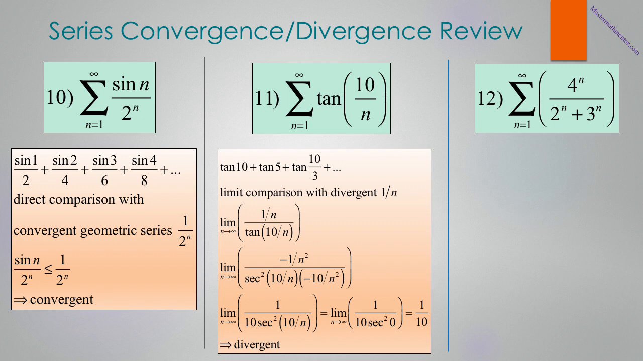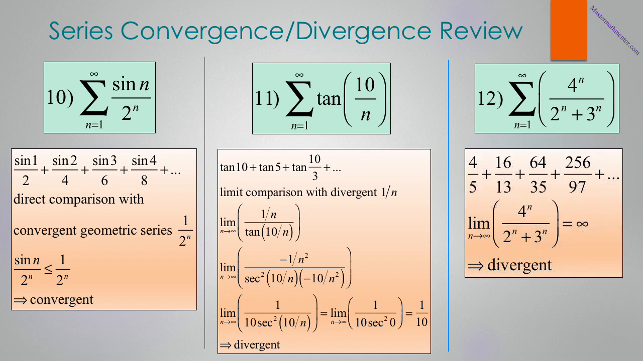So by L'Hopital's rule, we look at the limit as n approaches infinity of negative 1 over n squared over secant squared of 10 over n times negative 10 over n squared. The n squareds cancel, and we are left with the limit as n approaches infinity of 1 over 10 secant squared of 10 over n. Plugging in our infinity, we get the limit as n approaches infinity of 1 over 10 secant squared of 0, and that is equal to 1/10. And therefore, this is a divergent series.